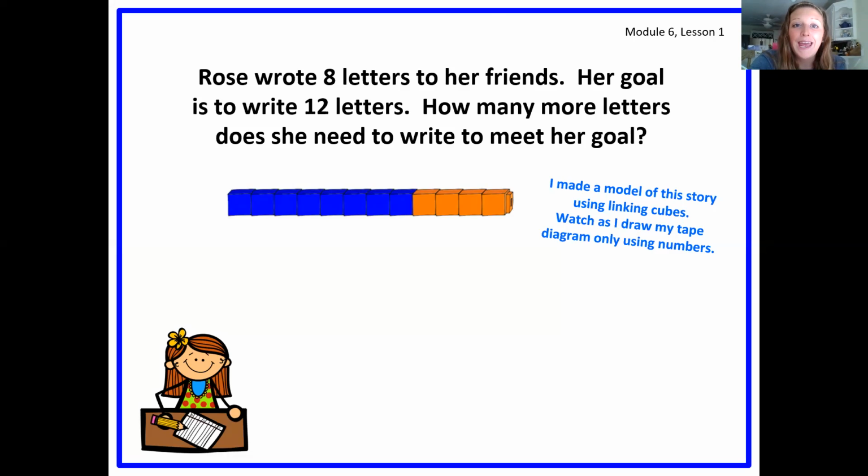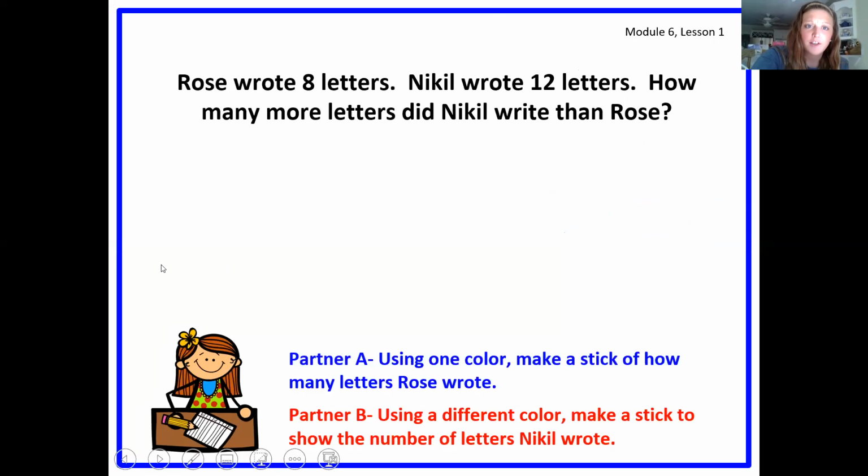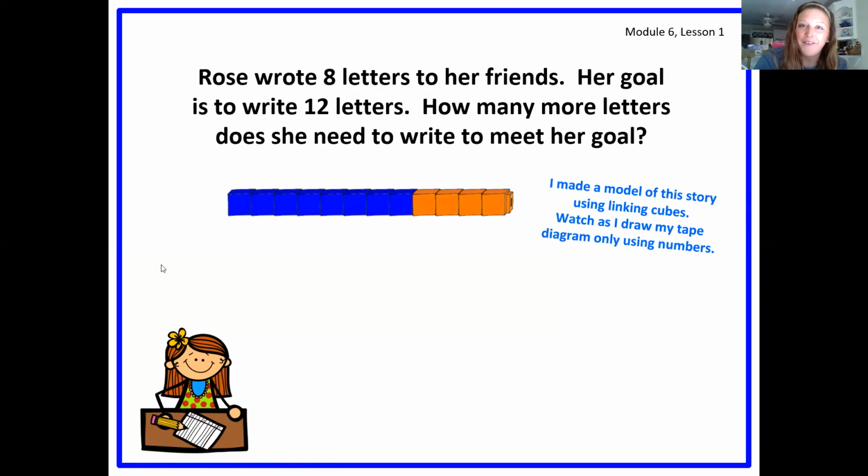Rose wrote, oopsies, let's go back. There we go. So let me make sure I have my pen ready to draw. Rose wrote 8 letters. Let me undo that because it's 8 letters, okay? So she wrote the letters to her friend. Her goal is to write 12 letters, okay? So I know she has 8. Her goal is to write 12.